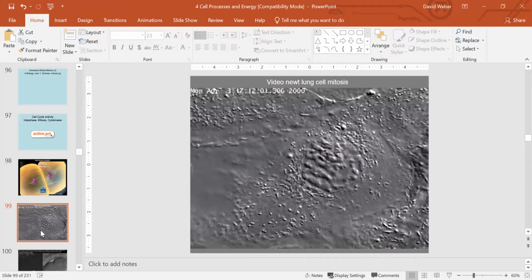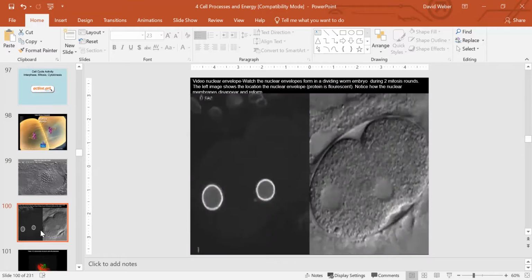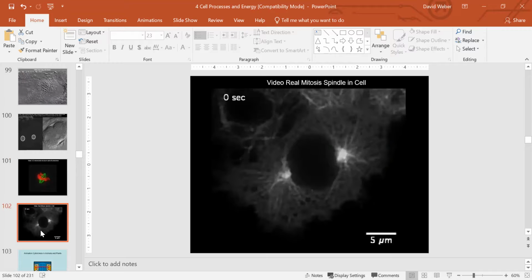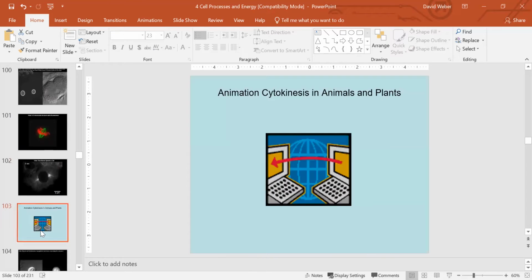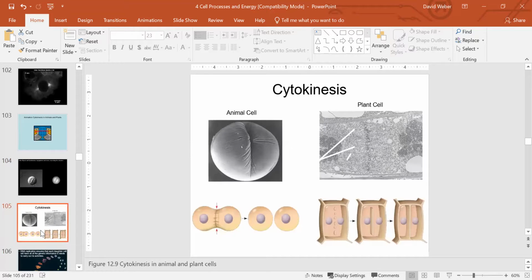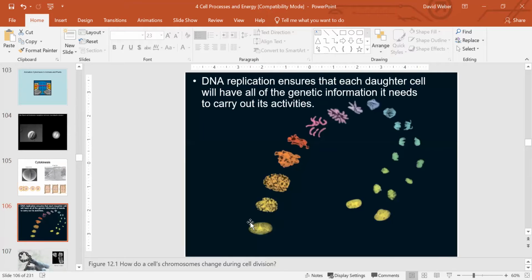This is a lung cell during mitosis. Take a look at these. These are all microscopic images. Isn't this cool? Here is the difference between a plant cell dividing and an animal cell. Look at this, see? It's neat. DNA replication ensures that the daughter cell will have all the genetic information it needs to carry out its activities. So they're cell specific.